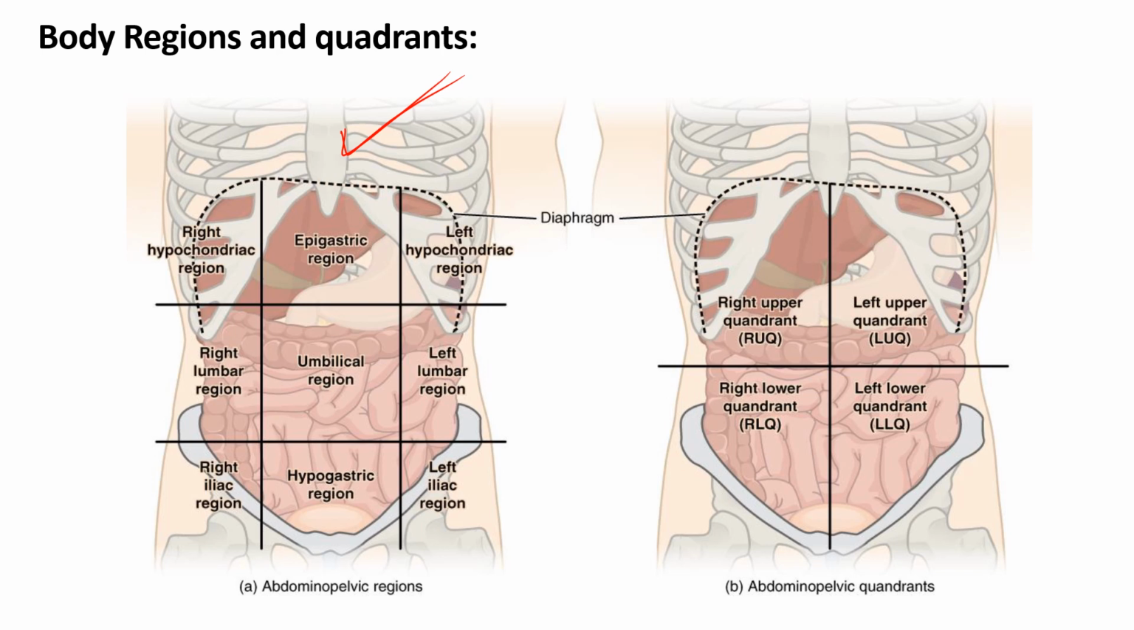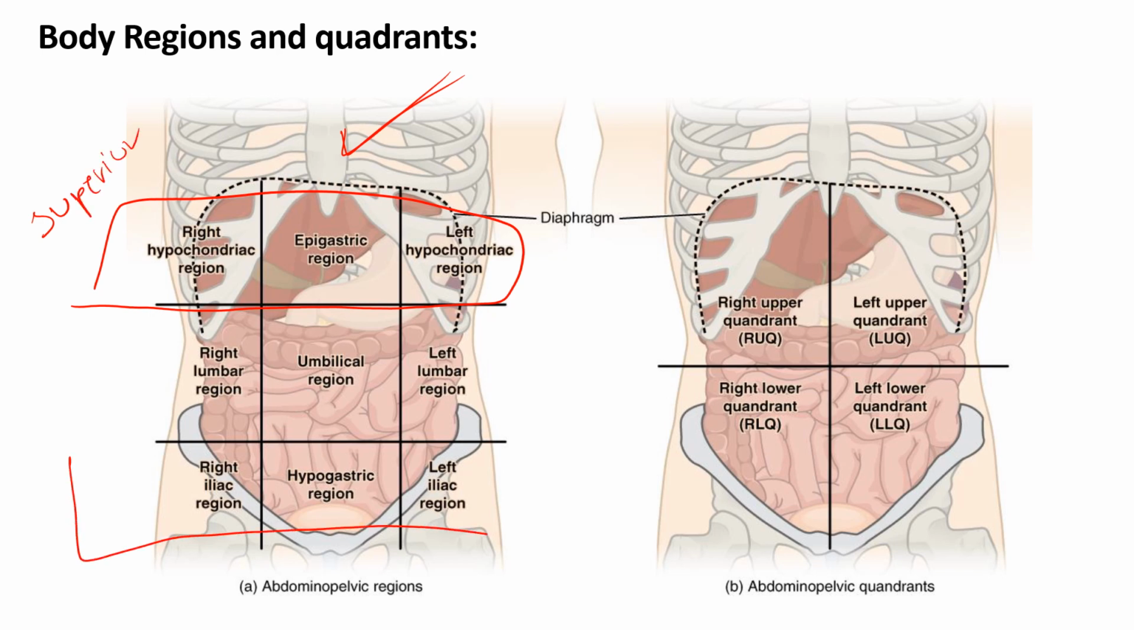The next one, the abdominopelvic regions. It's called abdominopelvic because it's going to cover not just the abdomen, but also, in the lower levels, the pelvis. What you need to know here is that because there are 9, all these 3 portions here are the superior portions.